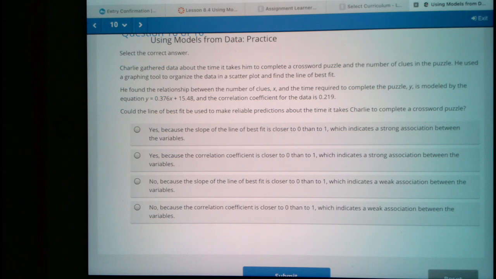And in fact, it is the bottom one, same exact answers. No, because the correlation coefficient is closer to 0 than 1, which indicates a weak association between the variables.